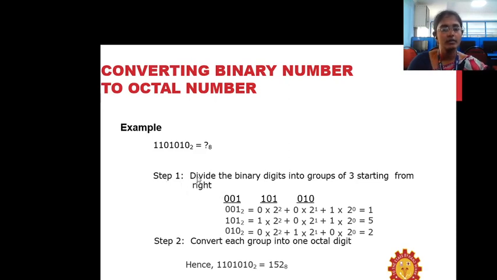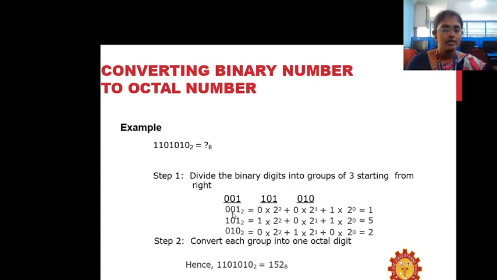See here, the first step is to divide the binary digits into groups of 3, starting from the right. Starting from the right hand side we divide it into 3 numbers. In this, the first group is 010 and the next group is 101, and at last we will have only a single digit. So before that you put zeros in order to make it a 3-bit group, so 001.